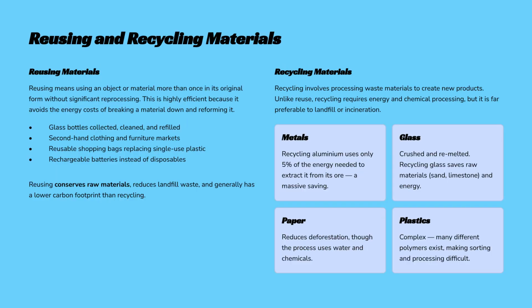Reusing materials, like refilling glass bottles, is highly efficient as it conserves raw materials and avoids the energy costs of reprocessing. Recycling involves processing waste into new products. Recycling metals, like aluminium, saves immense energy. Recycling glass saves raw materials. Paper recycling reduces deforestation. However, plastics recycling is complex due to the variety of polymers.